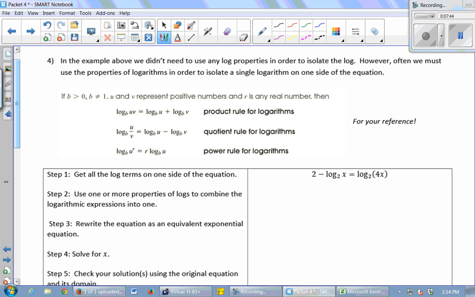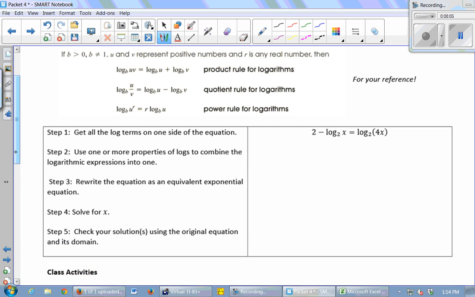Okay, so in those two examples, we didn't have to use any log properties to isolate the logarithm. But often we have to use the properties of logs to combine the logarithms into a single log. Okay, so I rewrote them here for your reference. All right, so here's a slightly more complicated one. And what makes this a little more complicated is that the logarithm appears twice. We get 2 logs in this equation.